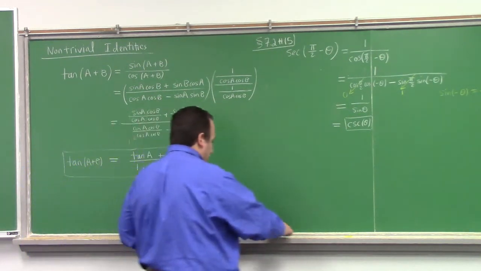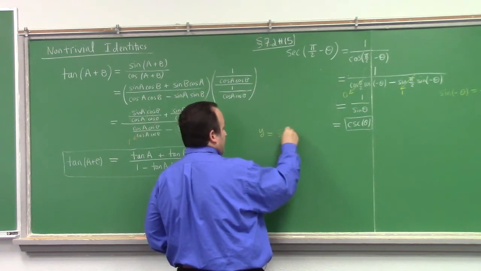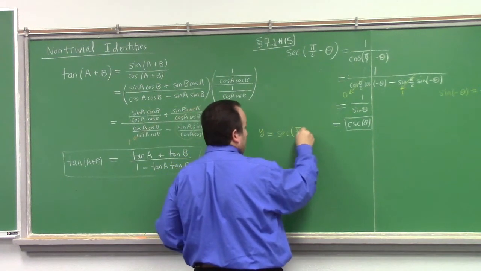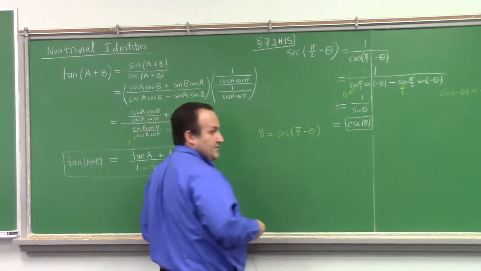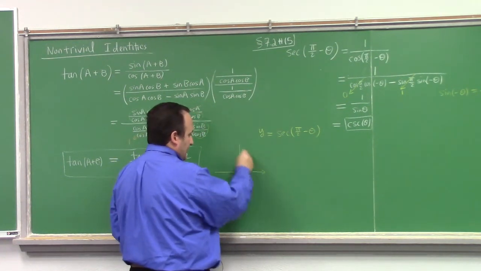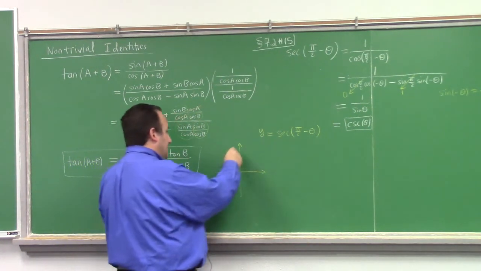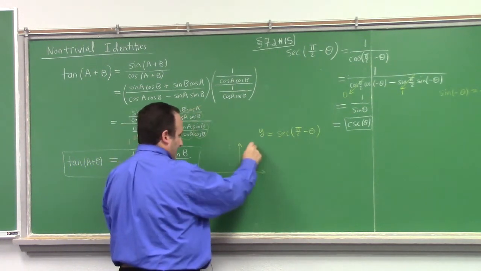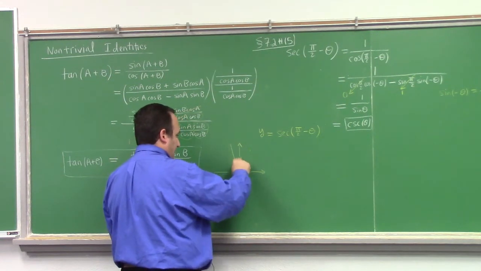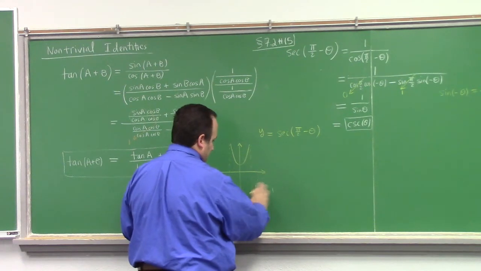See, because if we think about y equals the secant of pi over 2 minus theta, right? So start with what's secant? What's secant look like? Well, secant is 1 over cosine, right? So secant looks like this, right? Oops, my bad.